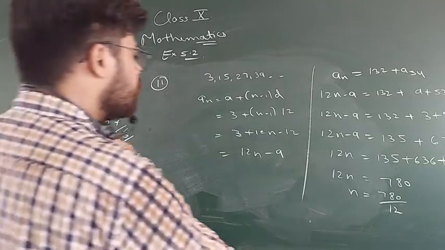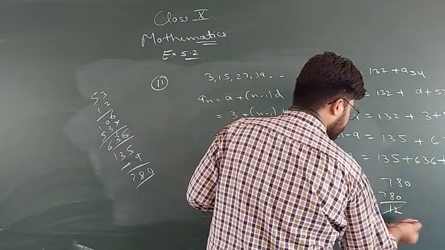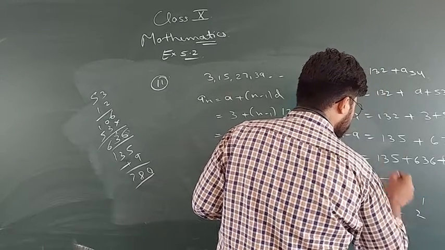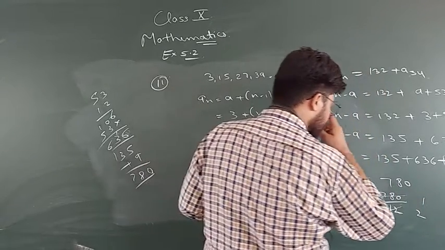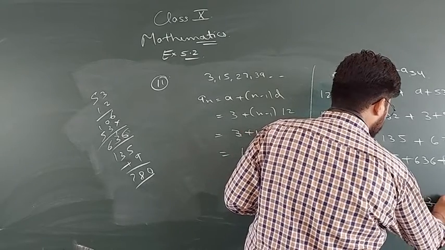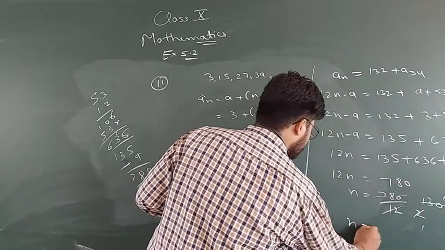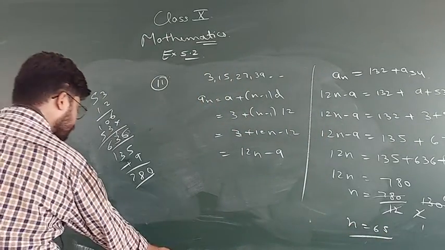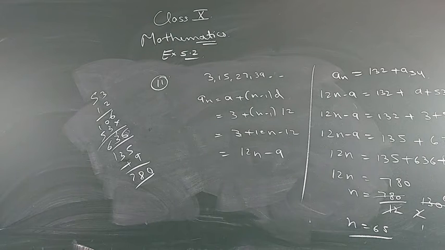780 only. Okay, we cut by the table of 6. 6 2s are 12, 6 1s are 6, then 6 3s are 18, 0, then 2 1s are 2, 6 2s are 12, 2 5s are 10. Okay, n value is 65. So this is the answer, this is the value of n.